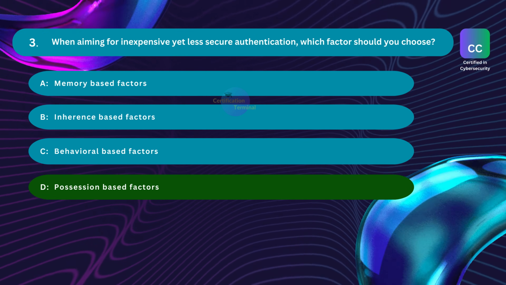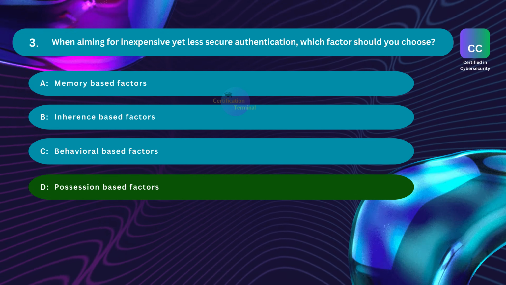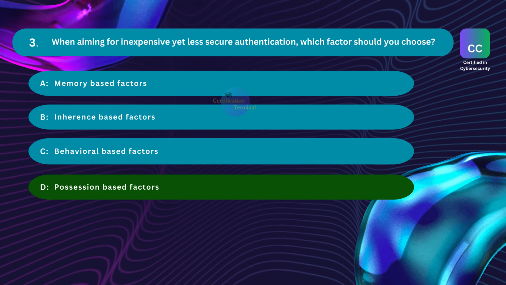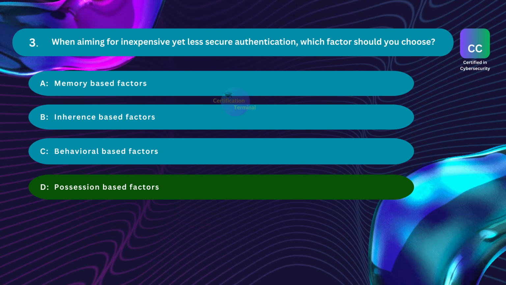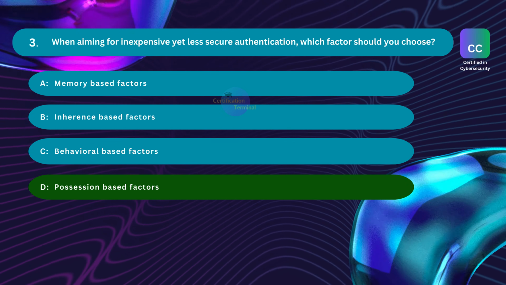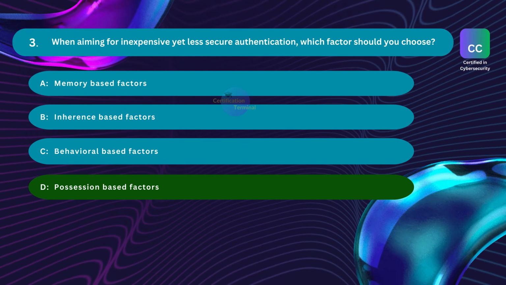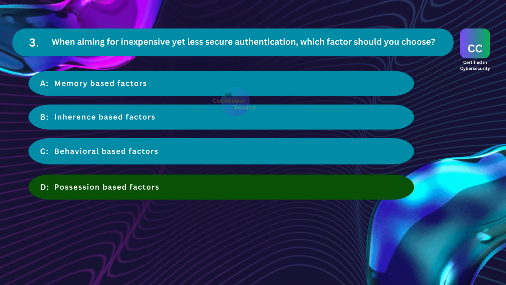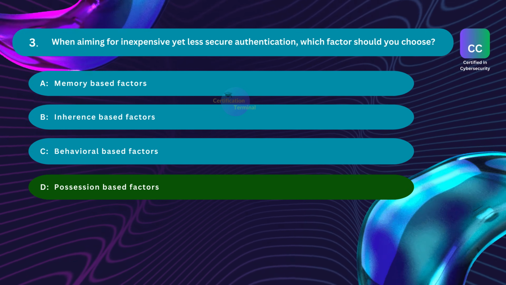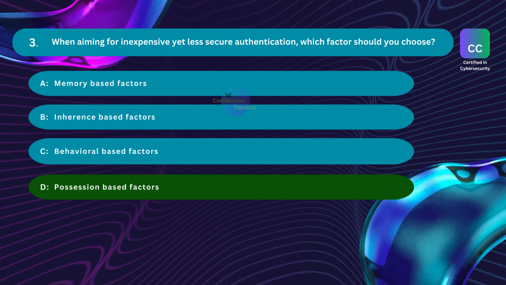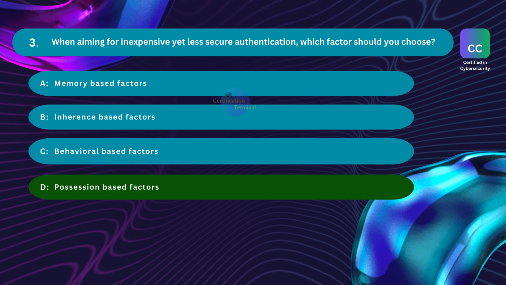Option C, behavioral-based factors, is incorrect. These factors focus on unique patterns or behaviors exhibited by a user. Biometric authentication methods, such as fingerprint recognition, voice recognition, or behavioral biometrics like keystroke dynamics and typing patterns, fall under this category. They authenticate based on how a user interacts with a system, utilizing individual behavioral traits.